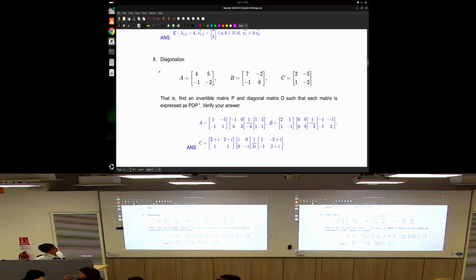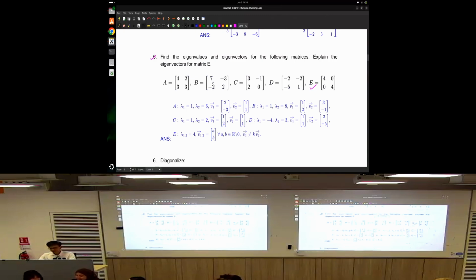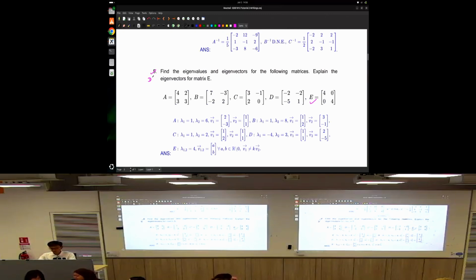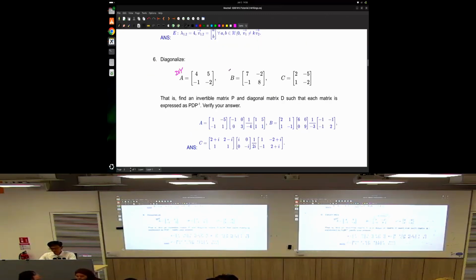Right, so question 6. Attempt to diagonalize A, B, C. Oh, okay, so A, B, C are all diagonalizable, as you can see from the answers given. But I suppose I will need to go through C, am I right? Okay, this one you DIY, this one DIY. So I'll go through C.